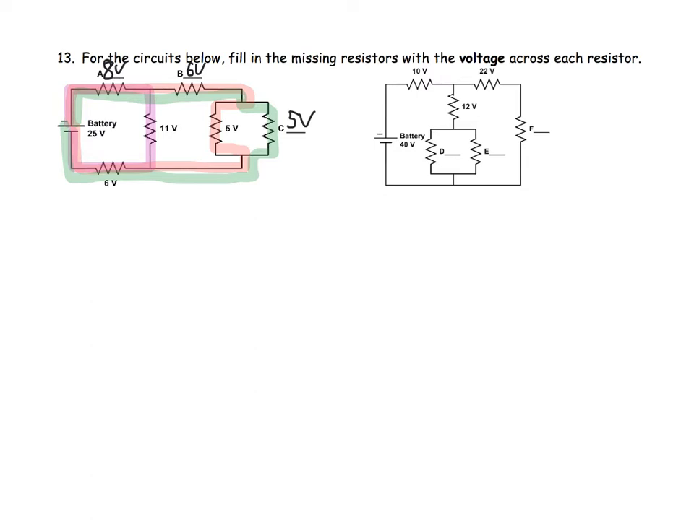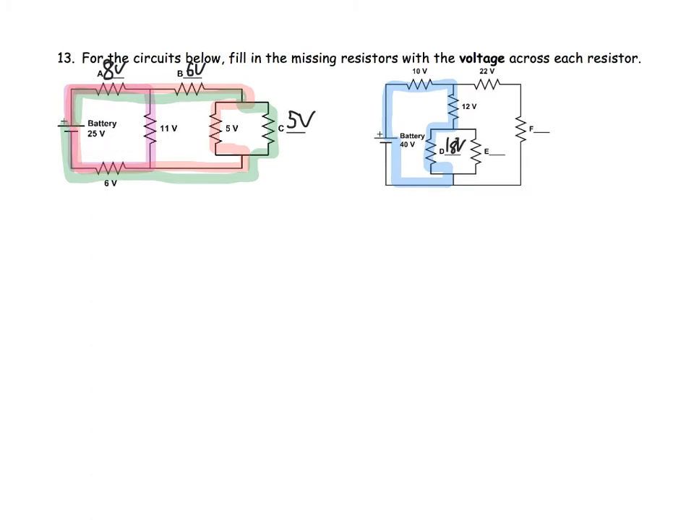Moving on to our next one, we're once again going to look at some loops. So I'm going to start with this loop here, just that most inner loop going through resistor D. And so I have a 10 and a 12. I need to add up to 40 total here, so this one must be 18 volts, that resistor D there.